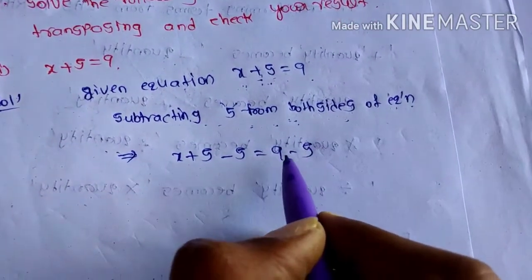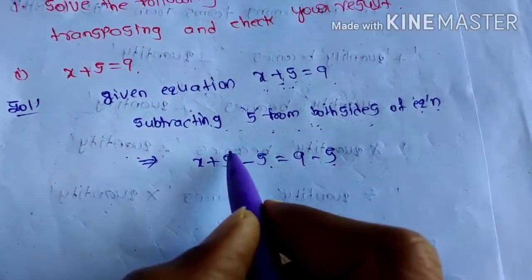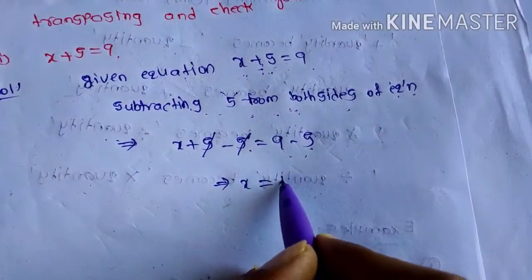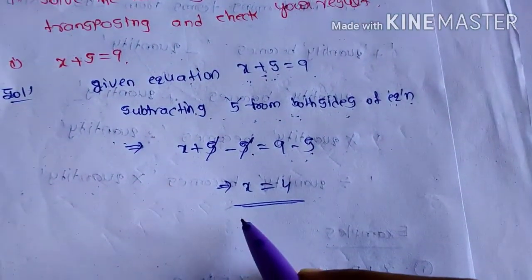Yes or no? If I am subtracting 5 on both sides, plus 5 minus 5 cancel. That means you are getting here x is equal to 9 minus 5, which is how much? 4. x is equal to 4 is your solution.